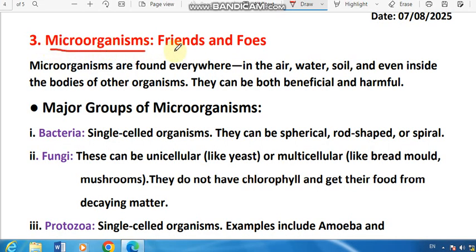Topic: microorganisms, friends and foes. Microorganisms are found everywhere, in the air, water, soil, and even inside the bodies of other organisms. They can be both beneficial and harmful.